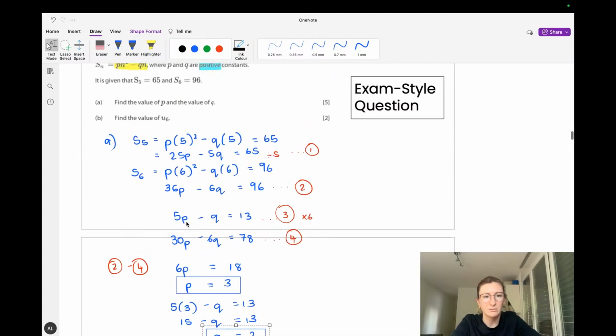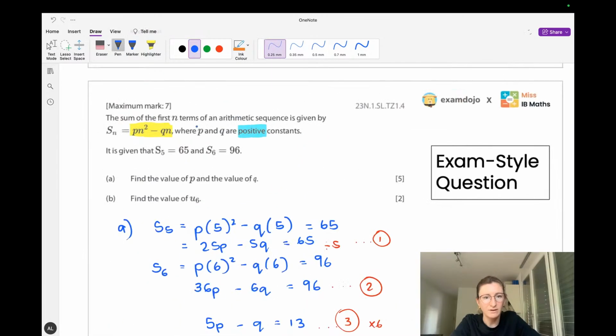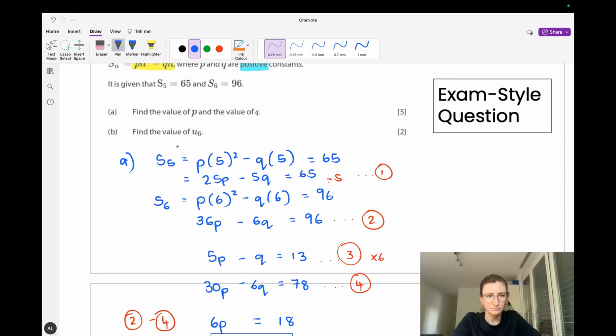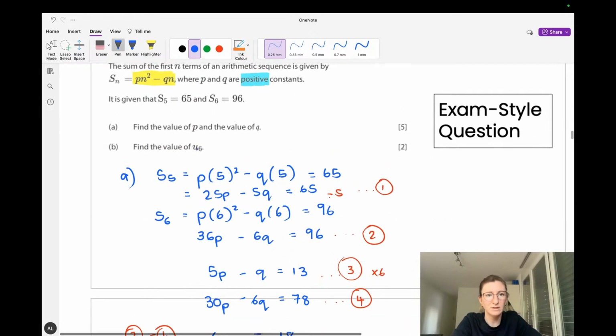Just double check the question there. Right, so we found the value of p and q. That's a lovely 5 marks. Find the value of u of 6.